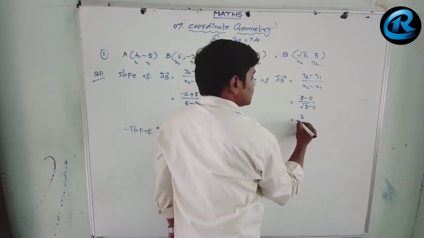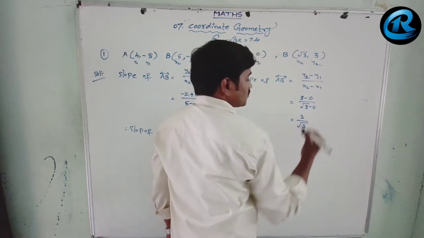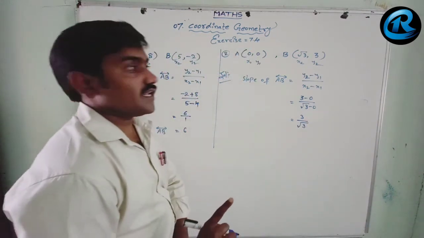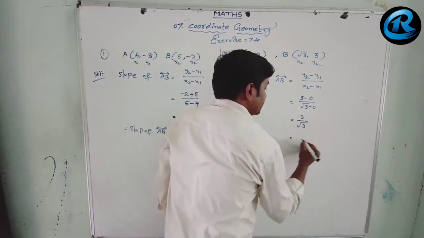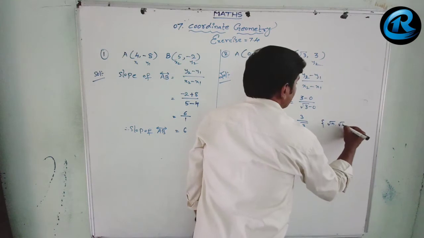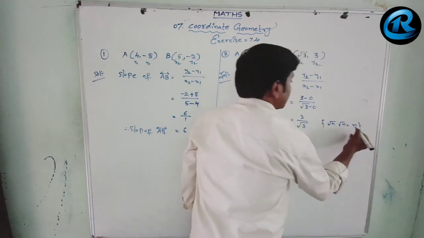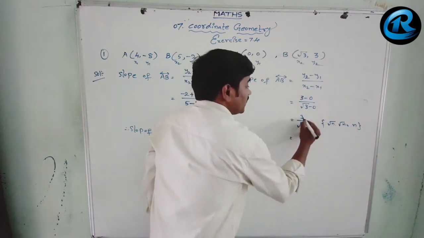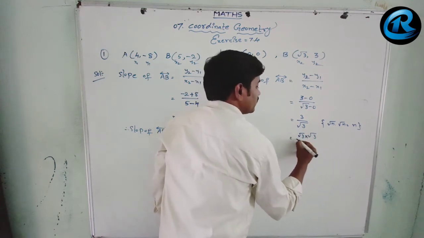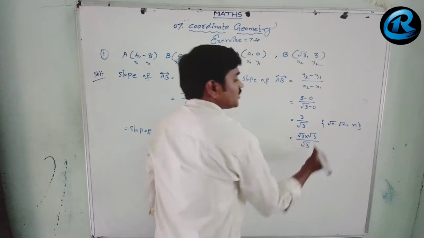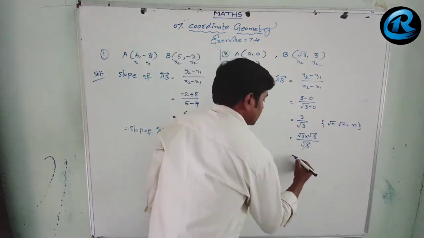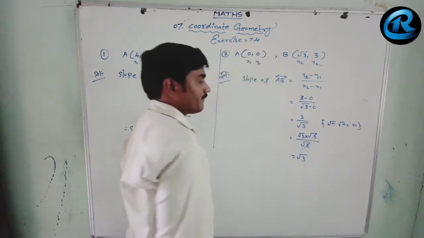3 minus 0 is 3, by root 3 minus 0 is root 3. So the denominator should not be an irrational number. Let us rationalize this. As we know, root n into root n is equal to n, so n can be written as root n into root n. Like 3 can be written as root 3 into root 3. Root 3 into root 3 by 3, that is root 9, and root 9 value is 3. So 3 gets cancelled. It is root 3.